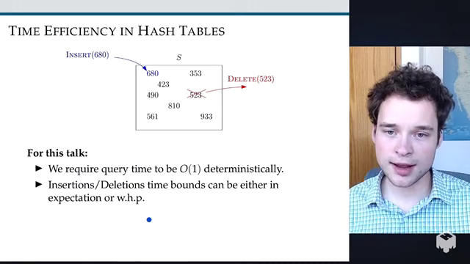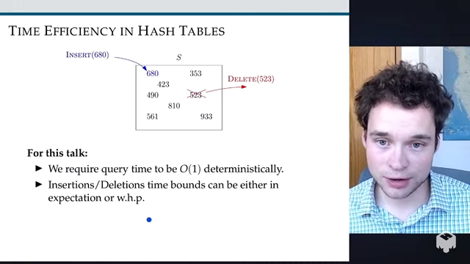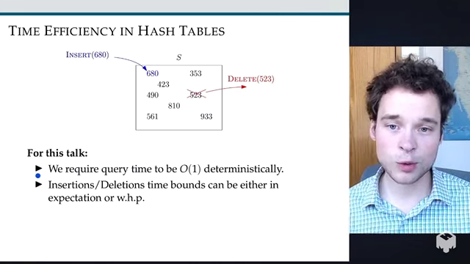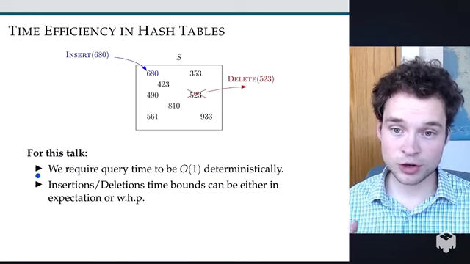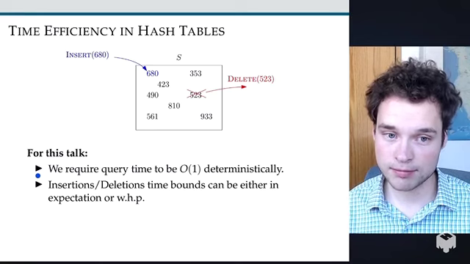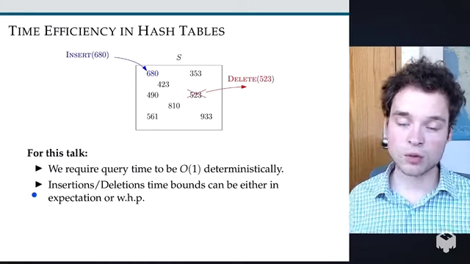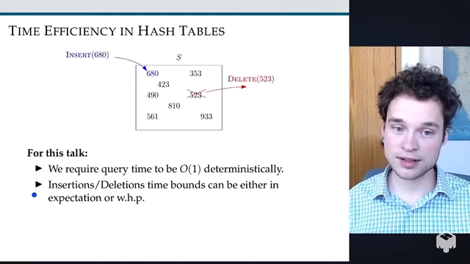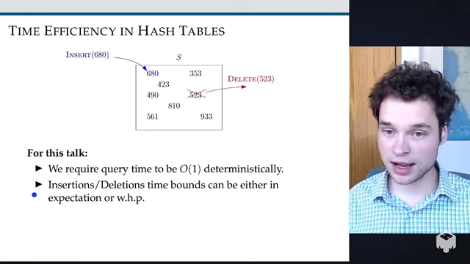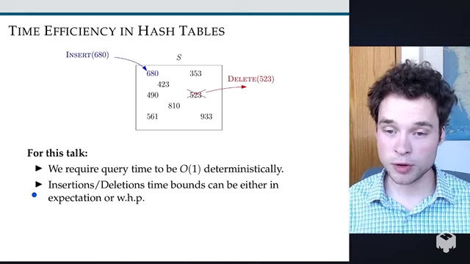Okay, so we're going to be talking a lot about time efficiency in hash tables, and so there are a few conventions that I want to set out. First of all, for all of the data structures we talk about in this paper, we're going to require that queries be answered deterministically in constant time. So queries just have to be worst case constant time. And when we're talking about insertions and deletions, we're going to always clarify whether the time bound is either in expectation or with high probability. But just to keep things simple, let me mention that all of the time bounds that we prove in this paper will be with high probability.